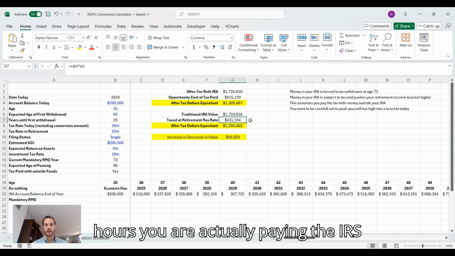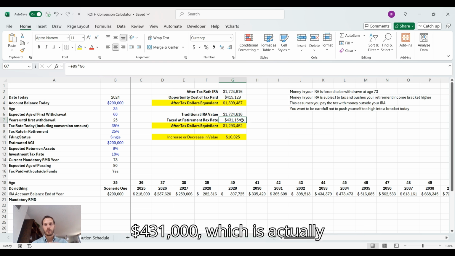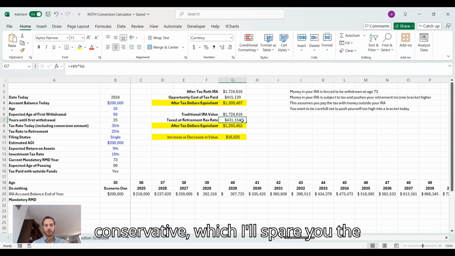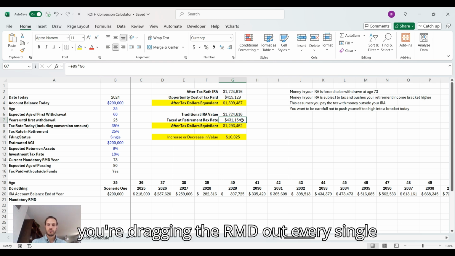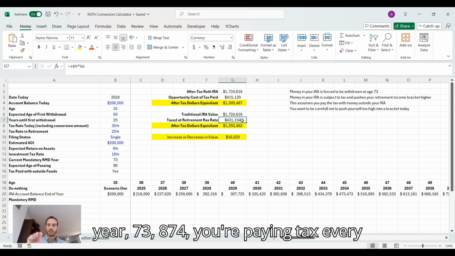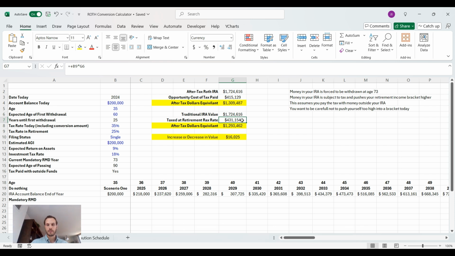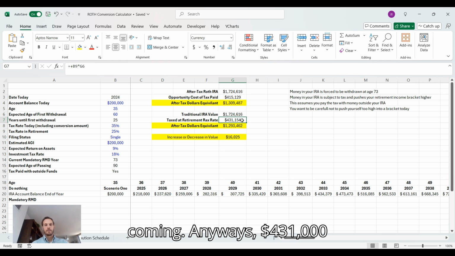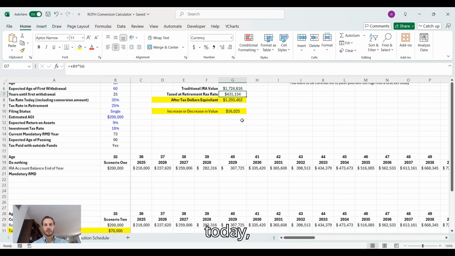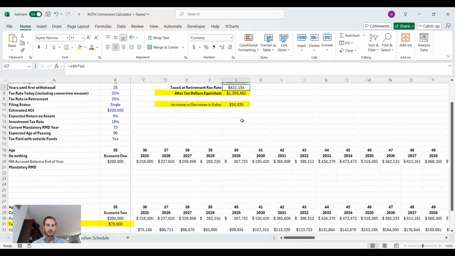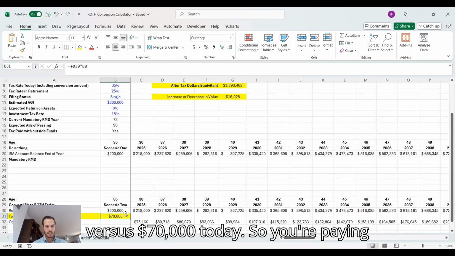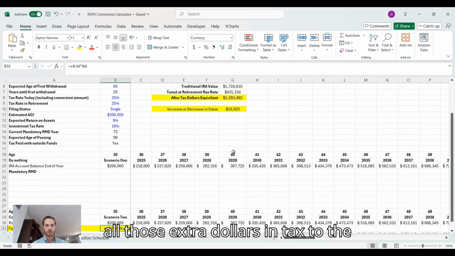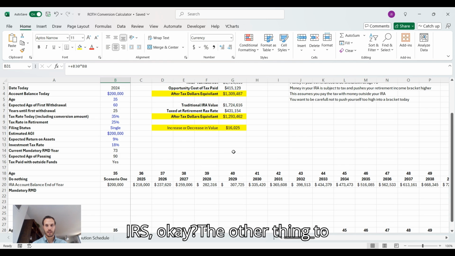The tax dollars you are actually paying the IRS, $431,000, which is actually conservative, and I'll spare you the details why. It's largely because you drag in the RMD out every single year, 73, 74, and so on. You're paying tax every single year. The dollars just keep coming. Anyways, $431,000 in year 73 versus $70,000 today. So you're paying all those extra dollars in tax to the IRS.